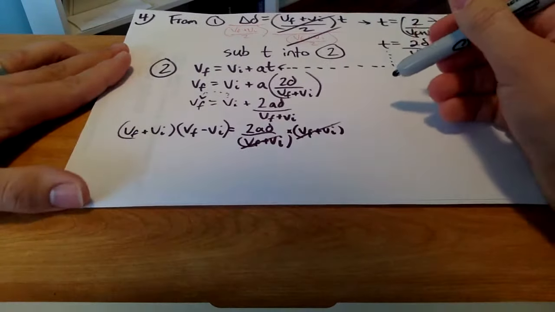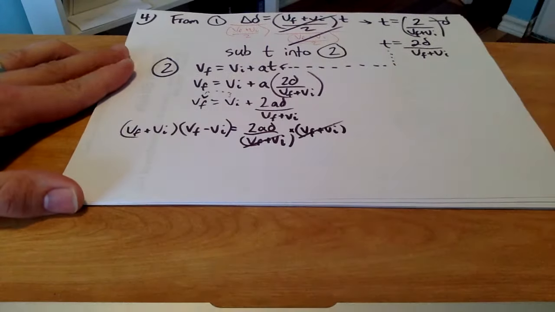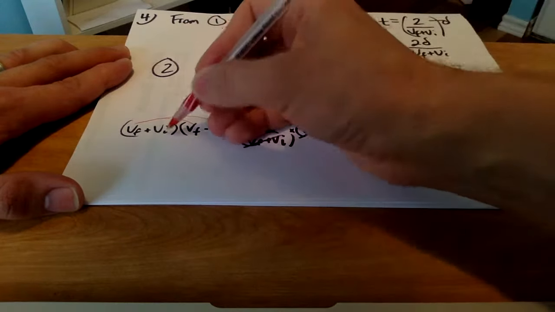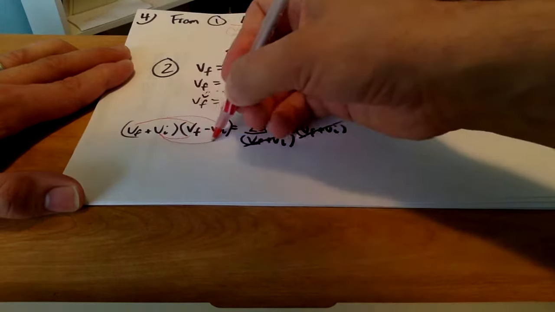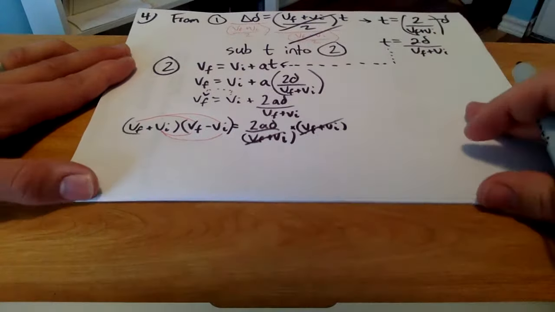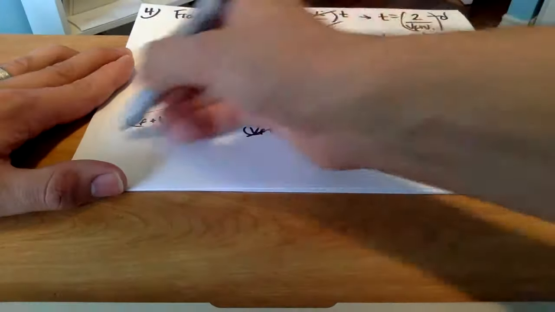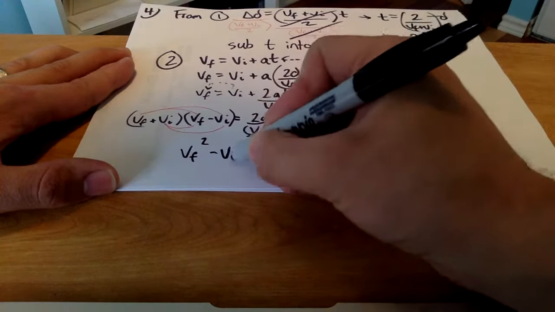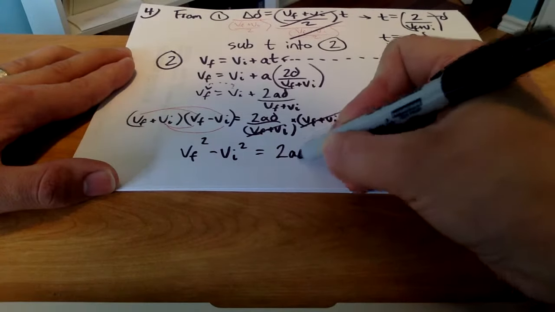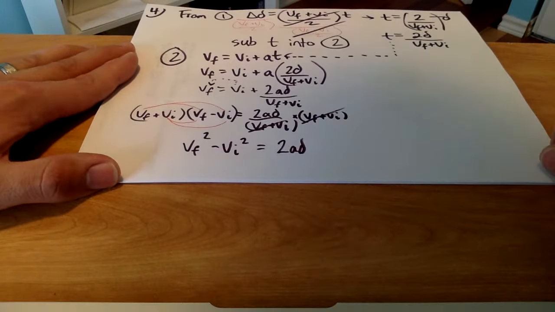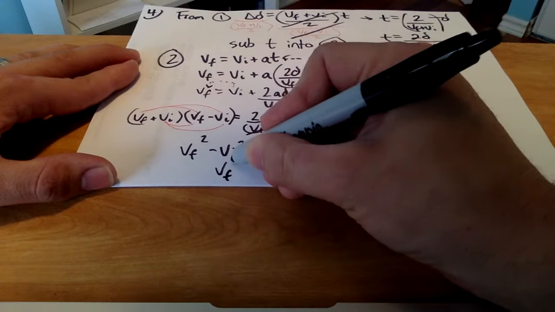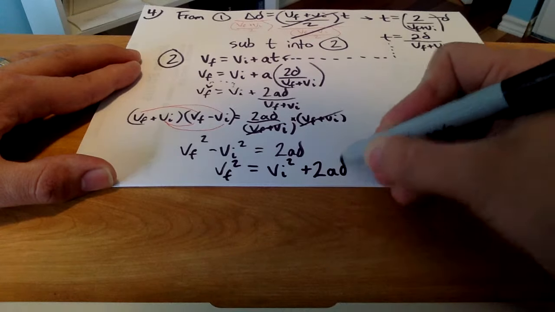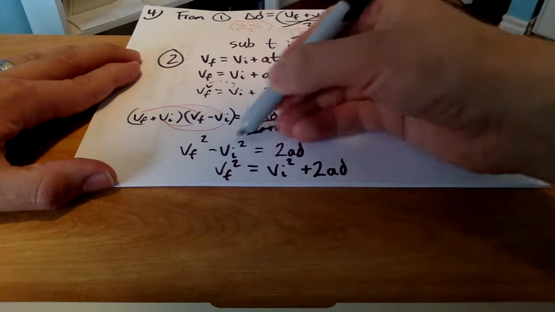Now, for this part, I'm going to ask you to reflect on your knowledge of FOIL. I can do the first times the first, the outside times the outside, the inside times the inside, and the last times the last. Just for the sake of simplicity, I'm going to assume that you know how to expand this using FOIL. So when we use FOIL, we end up with Vf squared minus Vi squared equal to 2Ad. Now, if you take a look at equation 4, this isn't how it's written. It's written as Vf squared equals Vi squared plus 2Ad. And we get that just by moving this term over to the other side.